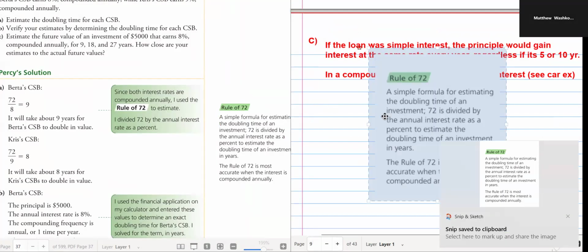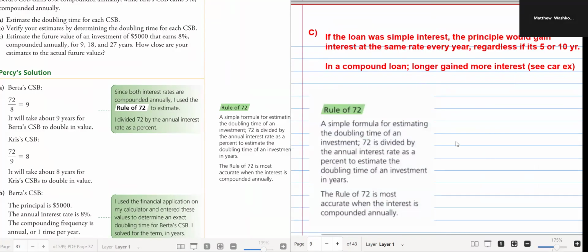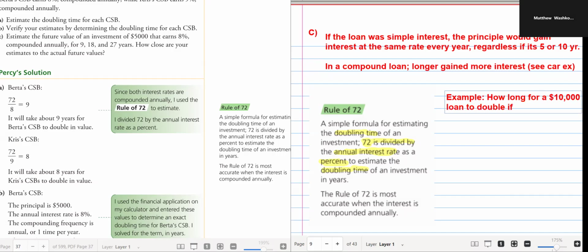Now, in the rule of 72, write this down. So pause the video, write it down. 3, 2, 1. So this estimates the doubling time on an investment. 72 is divided by the annual interest rate as a percentage to estimate the doubling time of a loan. So, for example, how long for a $10,000 loan to double if interest is 6%? Actually, no, we'll put 4%.